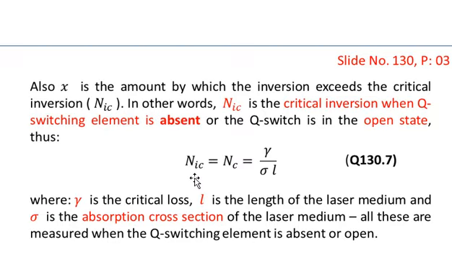Now here we are writing, with our current notation, that NIC is equal to NC is equal to gamma over sigma into L, where again NIC is the critical value of inversion.